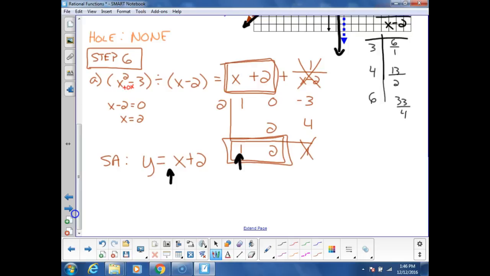So if it was 3x plus 2, your slope would be 3. Then it would be up 3 and right 1. What if it was 2/3? Then it would be up 2 and over 3. Okay, so you're just putting rise over run.